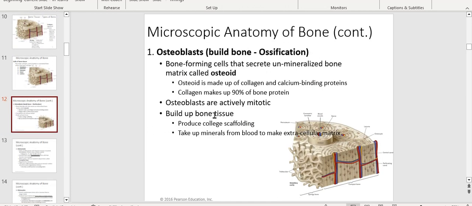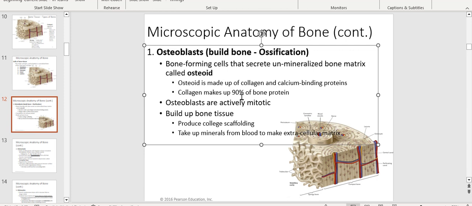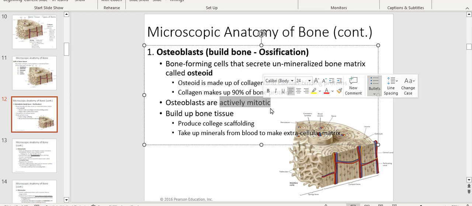Osteoblasts build bone, ossification. Ossification, a little bit of Latin there: ossify, bone making, building bone. These are bone-forming cells that secrete an unmineralized bone matrix called osteoid. Osteoid is made up of collagen and calcium-binding proteins. Collagen makes up about 90% of bone matrix. These osteoblasts are actively mitotic, right?